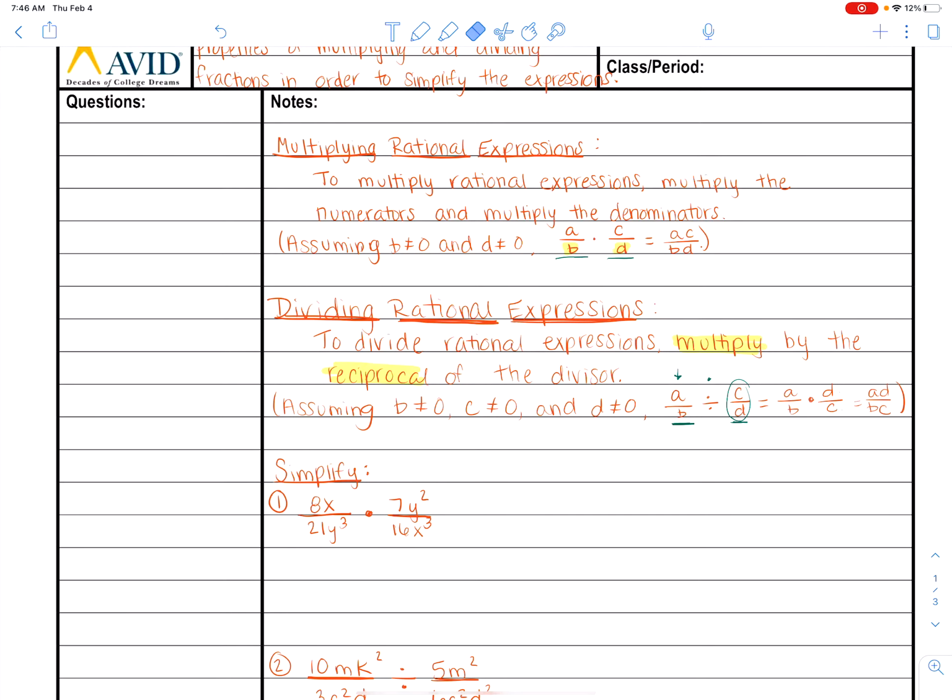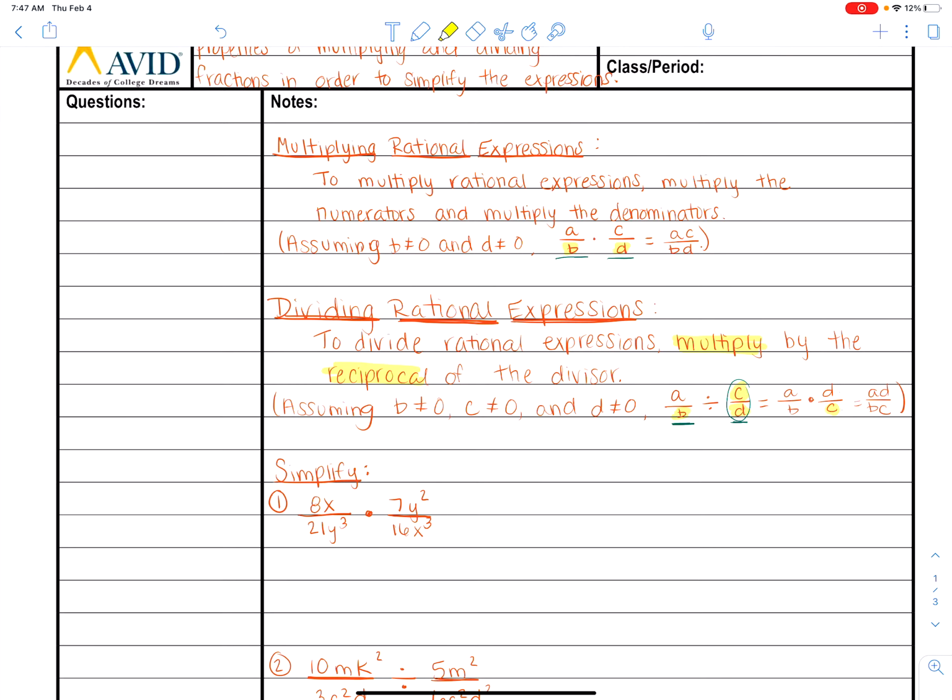Now, that kind of brings up some weird things when we're talking about our domain. You know that the denominators can't be equal to 0, but we are reciprocating this fraction. So yes, d can't equal 0, but neither can c. So when you check for your domain, you're going to check the original denominators and numerator of the second fraction. That's really all that's new today. All right, so let's go ahead and get started.